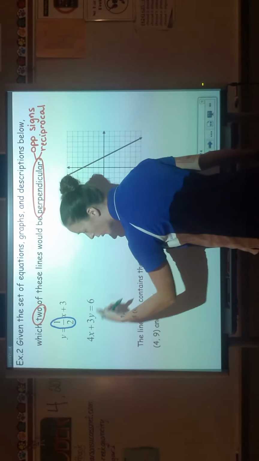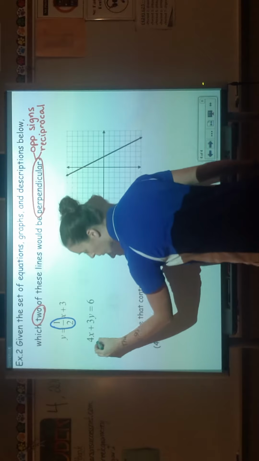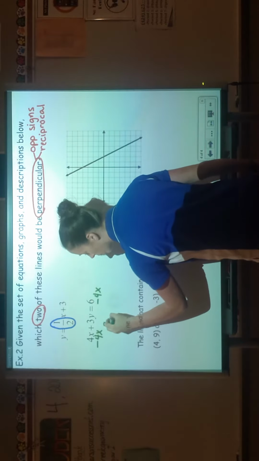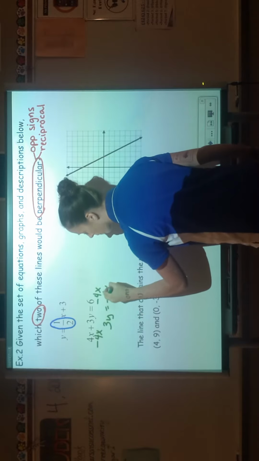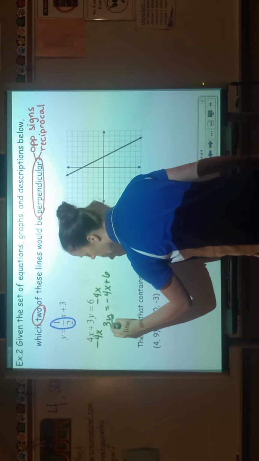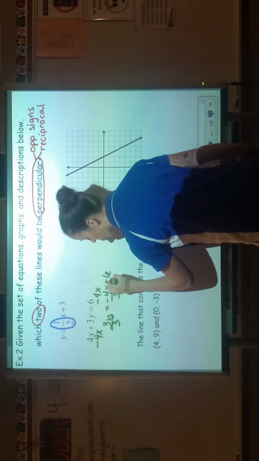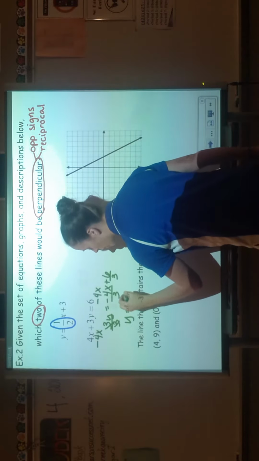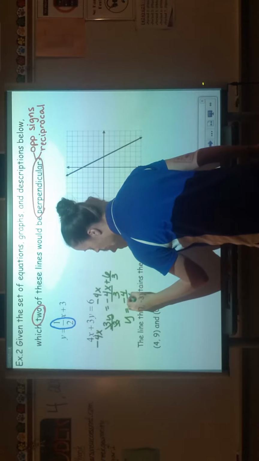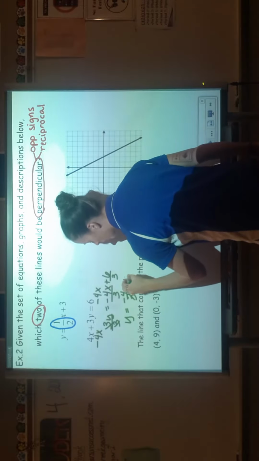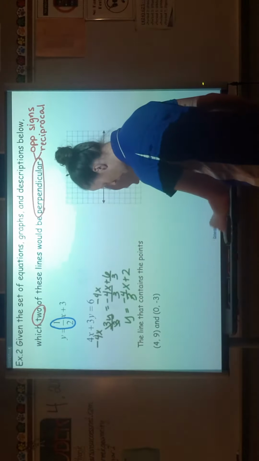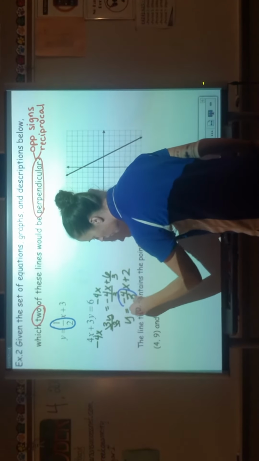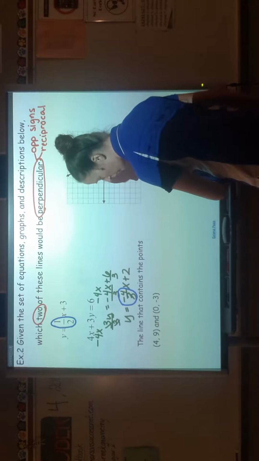Next up, convert your standard form to slope-intercept. You'll notice that every time I solve for slope-intercept, I do it the same exact way. Now that I'm in slope-intercept, identify where that slope value is. Okay, let's keep moving here.